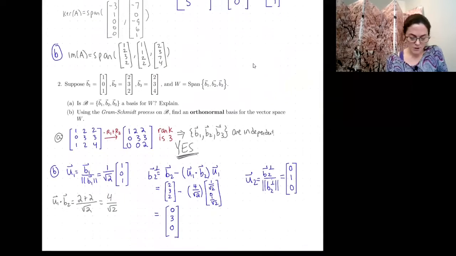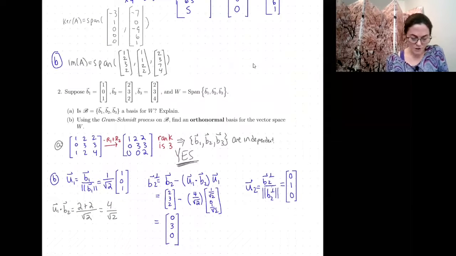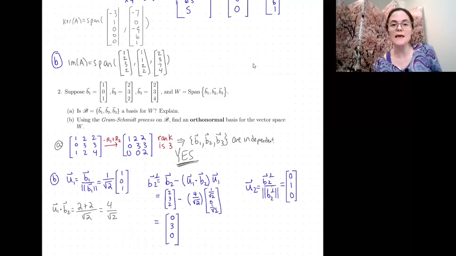Now let's move to number 2. We have 2 questions, and it continues on the next page. The first one is, is this a basis for W? We're given 3 vectors in R3, and W is the span of these 3 vectors. Well, we already know that these 3 vectors span, that's by definition. So the only other thing we need to check is, are these 3 vectors independent? Because we know a basis for a subspace must be, number 1, independent, and number 2, must span. So spanning sort of is given to us here.